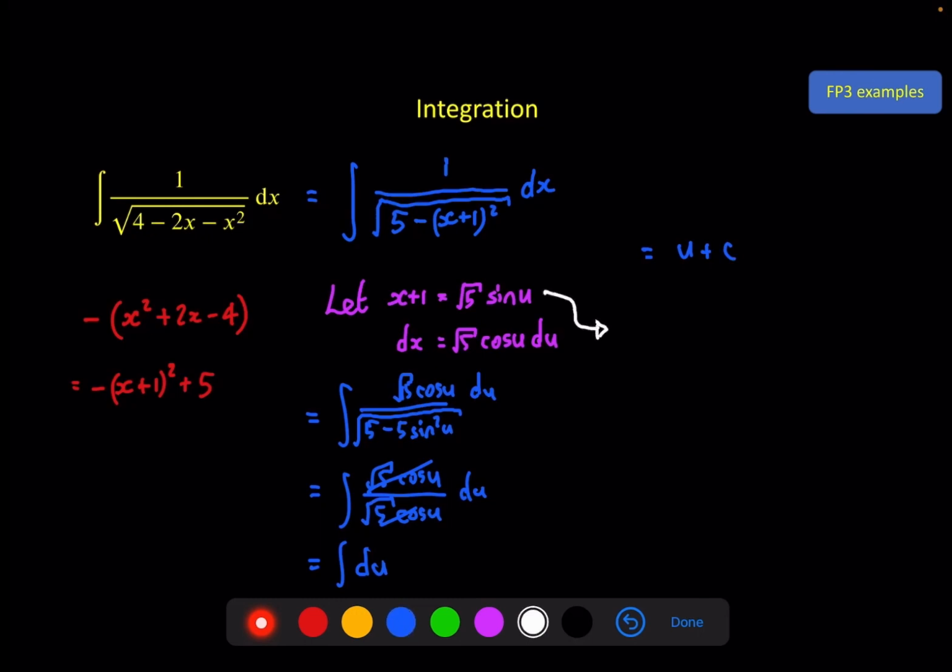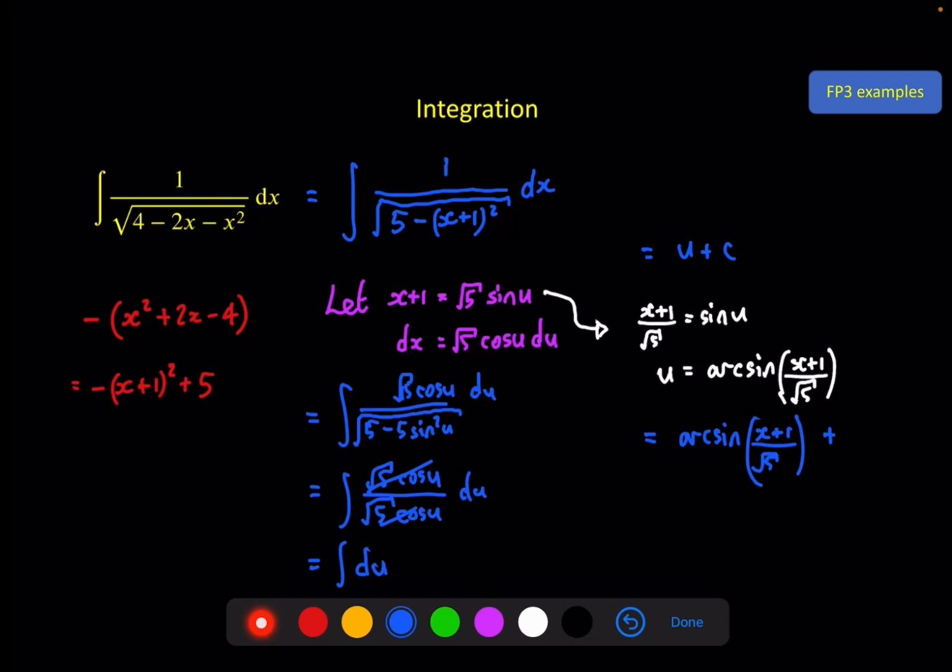Now we need to work backwards to find out u. From my original integration here, we've got x plus 1 divided by root 5 is sine u, so u is arc sine of all of that, x plus 1 over root 5. So my final answer is arc sine x plus 1 over root 5, or if you want to rationalize that you can, plus c. And there we go.